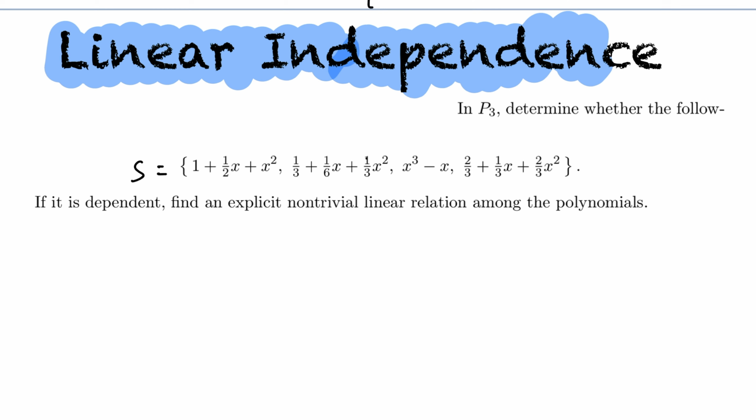All right, taking a look here at today's lesson, we're going to continue to take a look at linear independence. This is part of a video series. If you want to see the rest of them, just check out the playlist here.